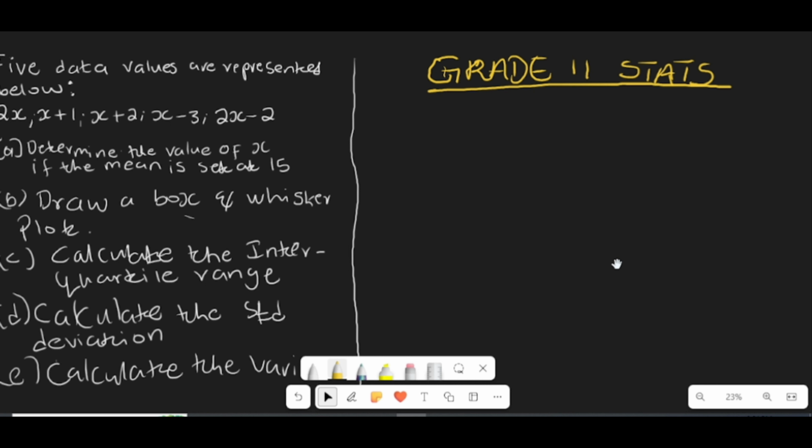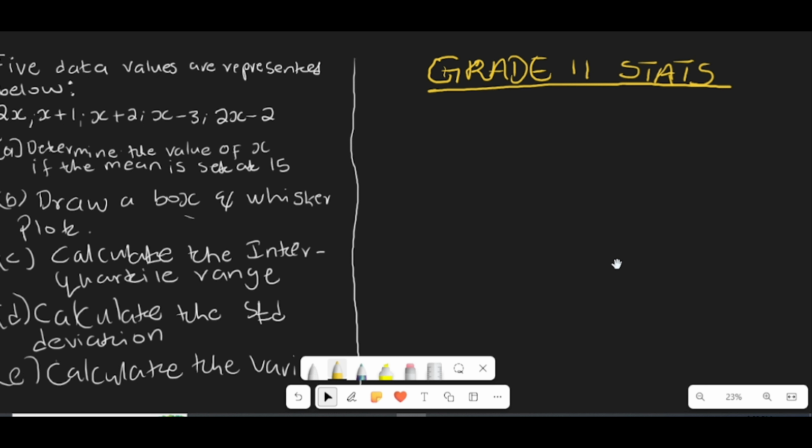Let's go through the question. 5 data values are represented below, which is 2x, x plus 1, x plus 2, x minus 3, and 2x minus 2. The first question says, determine the value of x if the mean is 15. Then we have to draw the box and whisker plot, then calculate the interquartile range, and then calculate the standard deviation thereof. Then we need to calculate the variance.